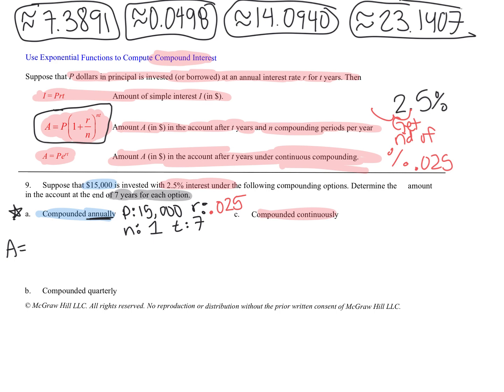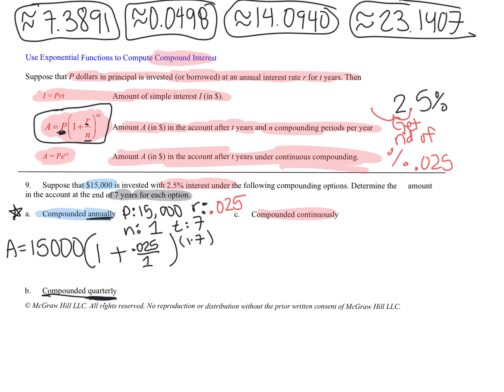So the amount of money I have over time would be equal to P, which is right here, and then I have parentheses 1 plus R, which is 0.025, over N, which is 1, raised to the 1 times 7. Now, I know that 1 times 7 is 7, but I'm just trying to show all of my work here, because sometimes we're going to have other numbers for N, like in this case for letter B, quarterly would change my 1 value to 4.